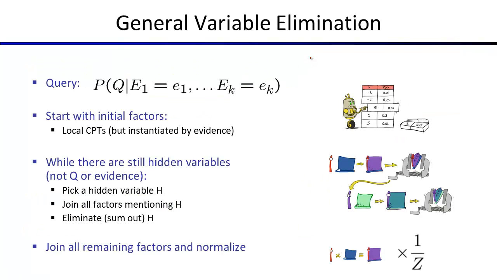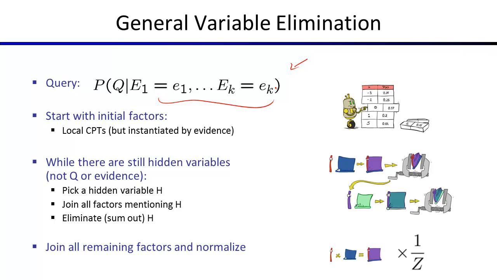Okay, so here's the general procedure. You're given a query and a Bayes net, presumably. In this case, there's some query variable Q, could be more than one variable, and then evidence variables E1 through EK. You need to first pick your starting factors, which are all your conditional probability tables, but only keeping those entries consistent with the evidence, E1 through EK.